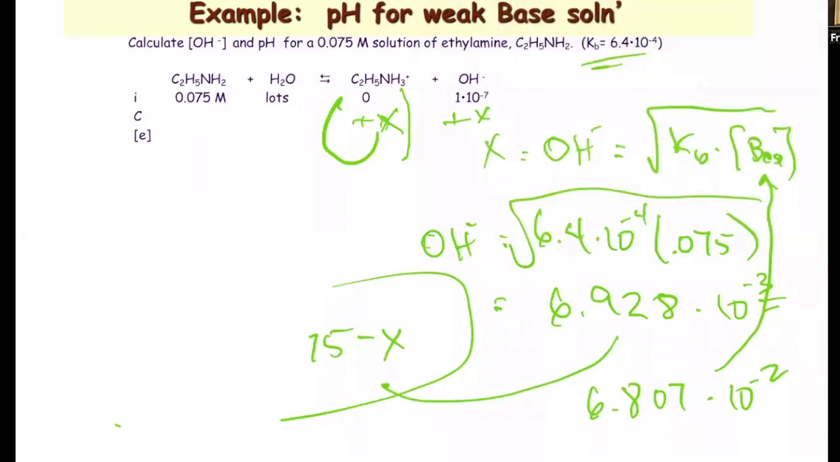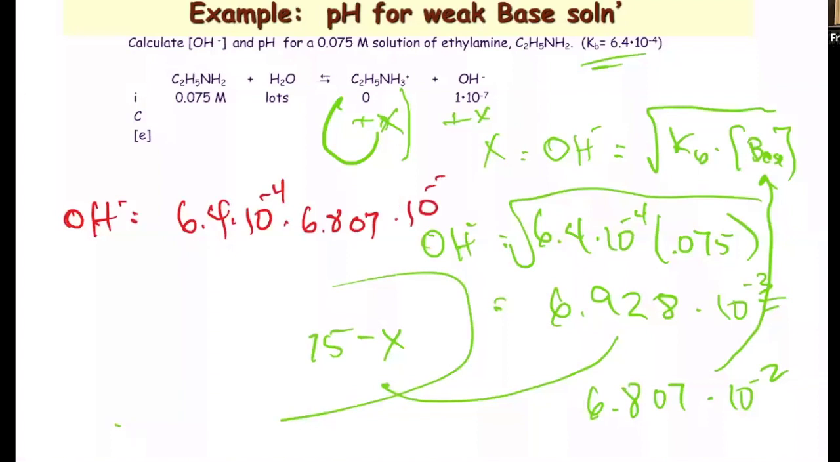Again, having the knowledge of the simplifying assumption, hydroxide ion concentration is equal to 6.4 times 10 to the minus 4 times this new number that I just calculated, 6.807 times 10 to the minus 2. Try and carry as many significant figures as your calculator allows. That way you don't have rounding off errors. And then I'm taking the square root of that. So that's the two numbers I'm going to multiply.